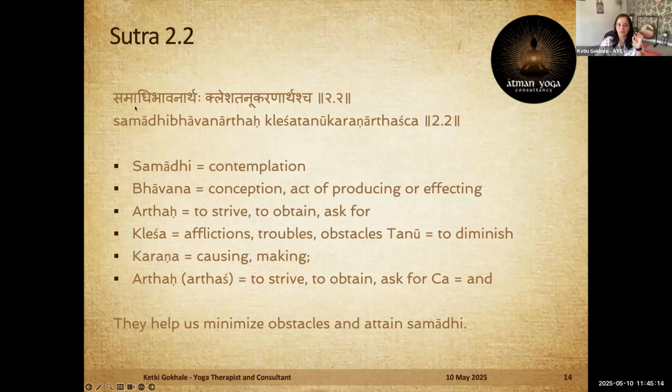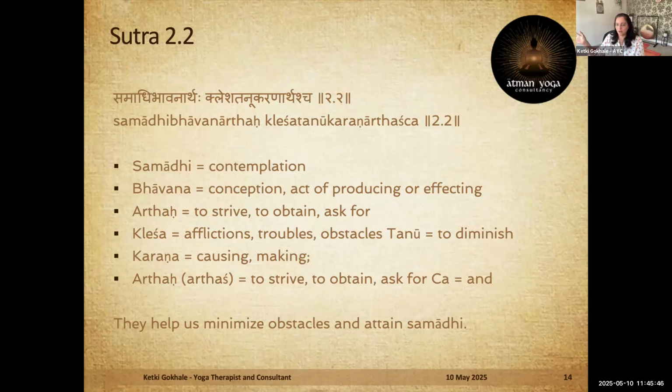As we are chanting this sutra, Samadhi Bhavanarthaha, this visarga is followed by the ka sound. So the visarga sound will become ka. Samadhi Bhavanarthak Klesha Tanu Karanarthascha. Samadhi is the contemplation, bhavana is the conception, the act of producing or effecting, artha is to strive or obtain, and afflictions.